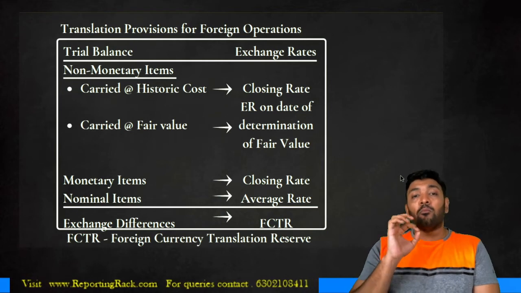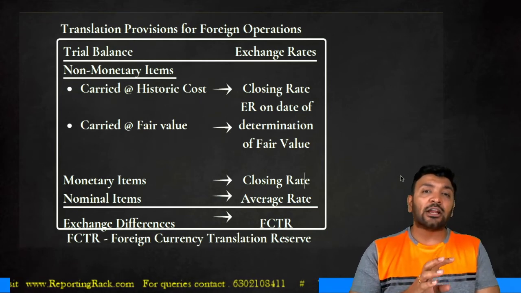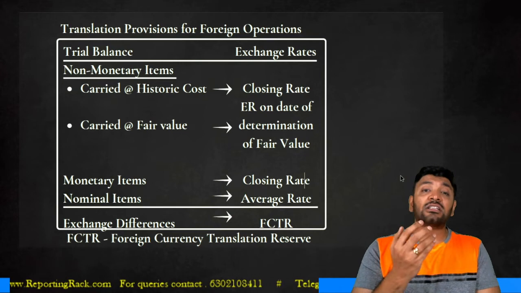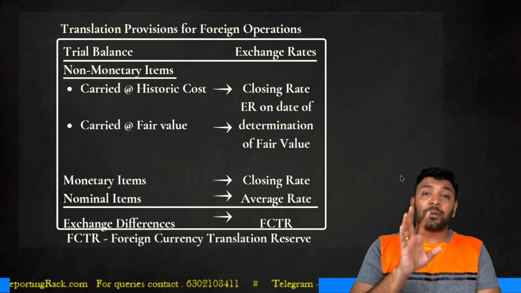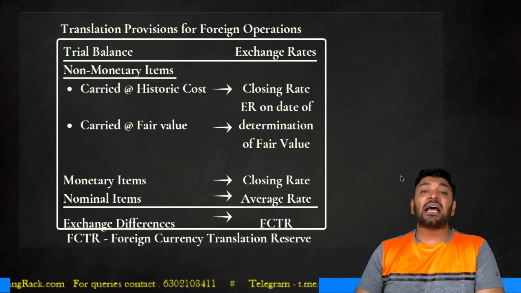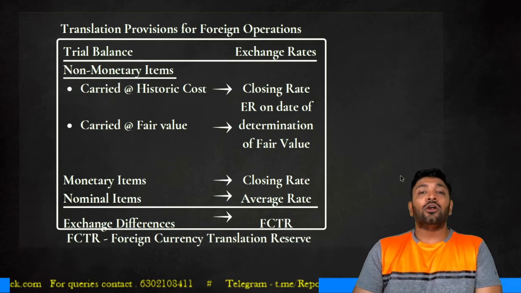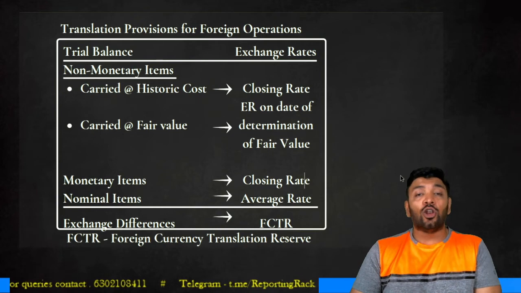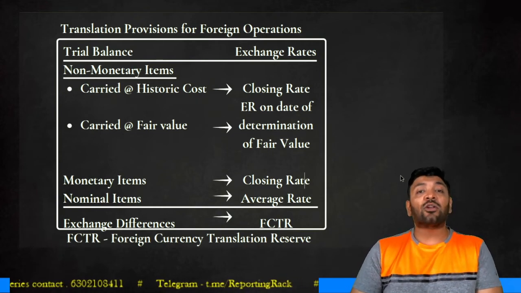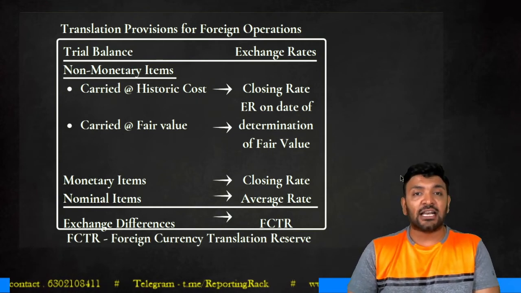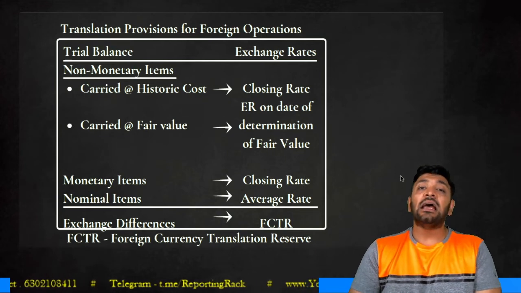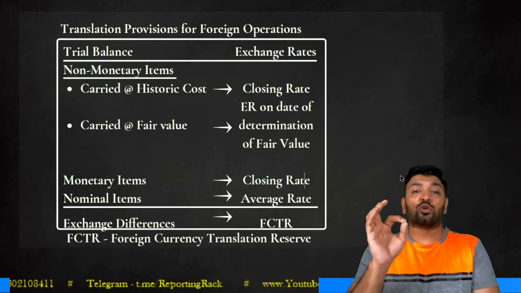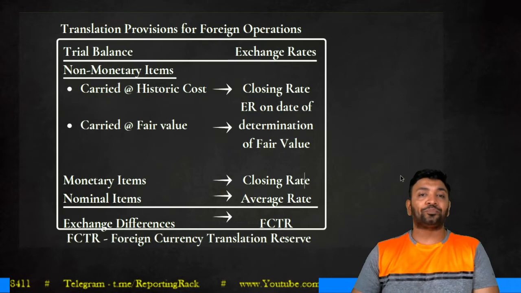Clear? Monetary items. What are monetary items, like I told you? They are either realized or settled by fixed cash, like personal accounts. In such cases, I'll apply a closing rate. Nominal items, which are nothing but incomes, expenses, losses, and gains, have to be translated using average rate. What is average rate? Average rate is opening rate plus closing rate divided by 2.